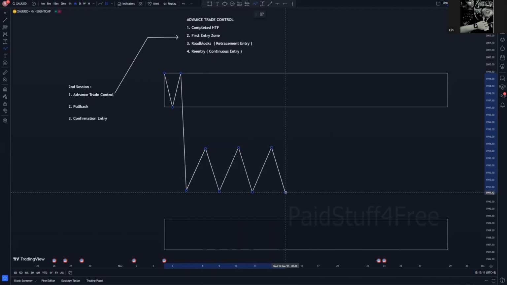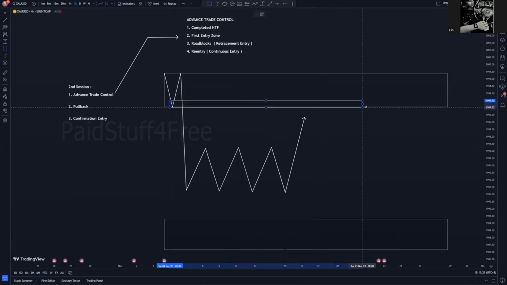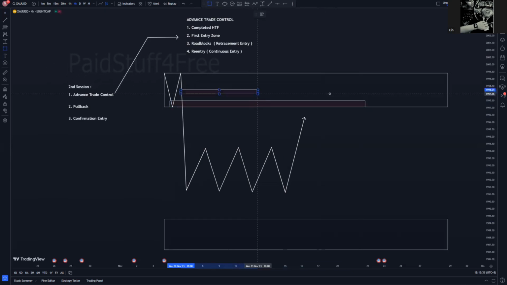Engulfing cell. So when the price makes a pullback and gets into the zone, before the price gets into the zone, of course, we will have a lot of zones, which is the zone that we call our first entry zone, right? We're going to have the first entry zone somewhere around here. Yeah, the first entry zone, right? And then we're going to have the second one somewhere around here.